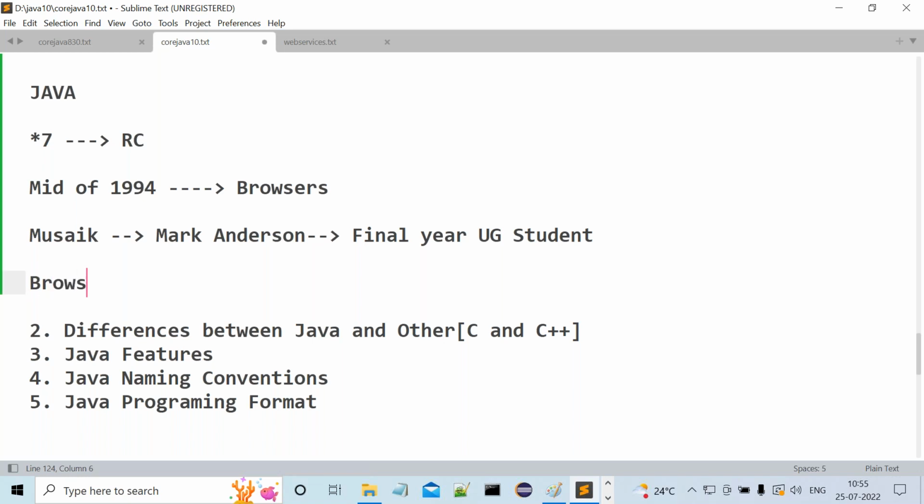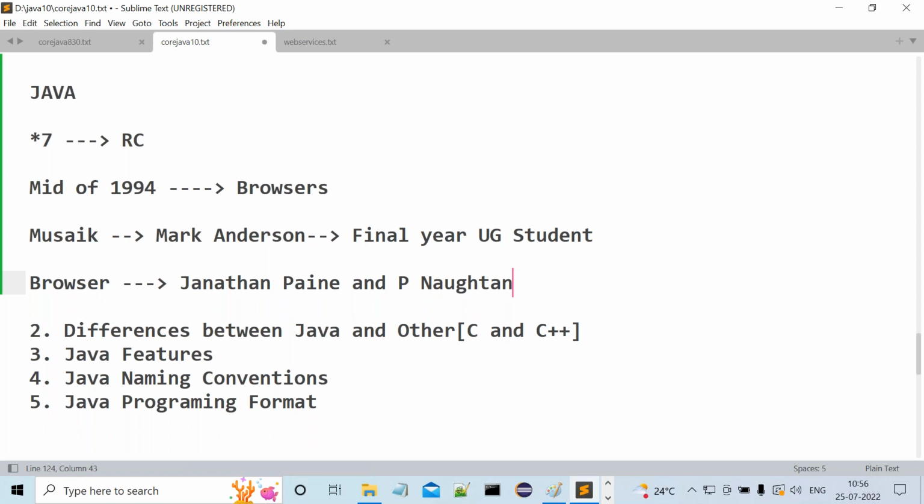That browser responsibility was taken by Jonathan Payne and Patrick Naughton. These two members have taken the responsibility to prepare a separate browser. In the mid of 1994, they started preparation for the new browser. Again, you heard these names, right? Now James Gosling is not in the picture. James Gosling already gone. Now Patrick Naughton is taking the responsibility of preparing the new browser.